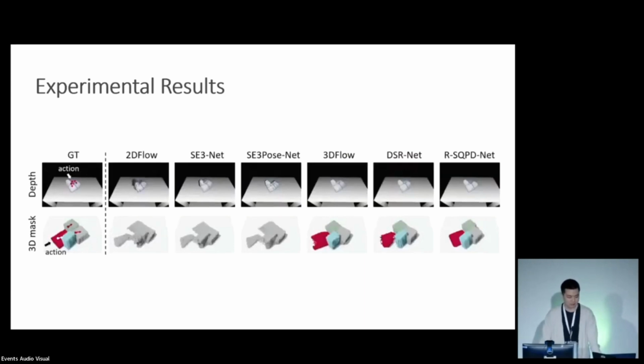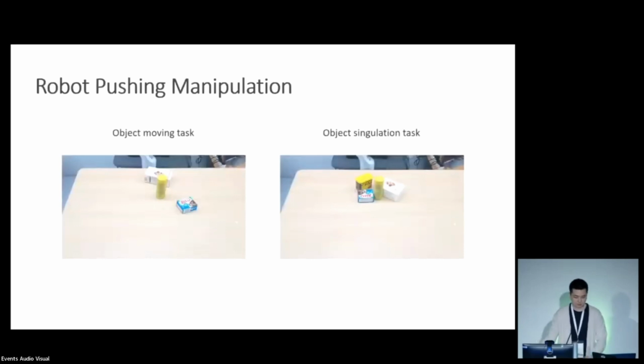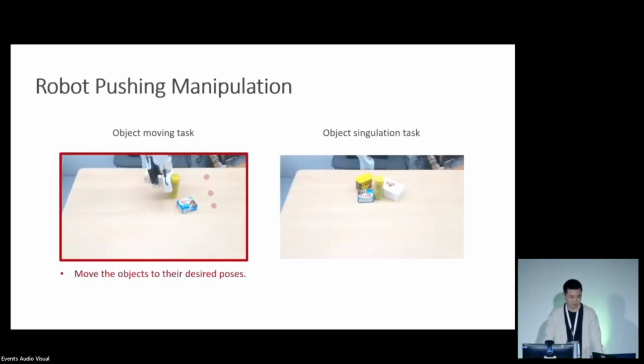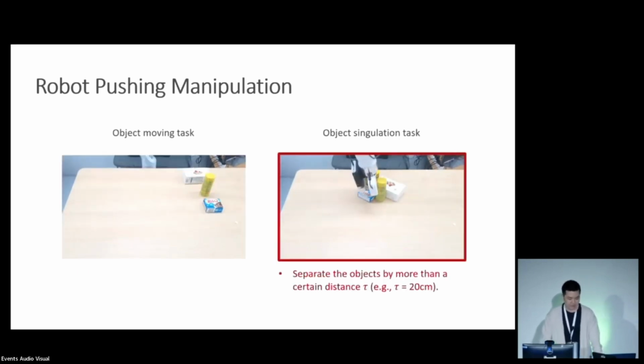Shown here are qualitative results of predicting object motions after a pushing action is applied. Our model successfully predicts even complex interactive behaviors of the objects in the test dataset. We also confirm that the proposed model can be used for various downstream pushing manipulation tasks, including moving tasks that move the objects to their desired poses, and singulation tasks that separate the objects by more than a certain distance tau.